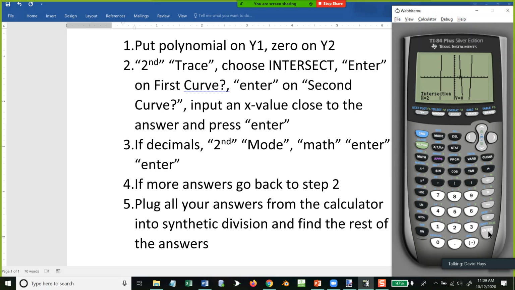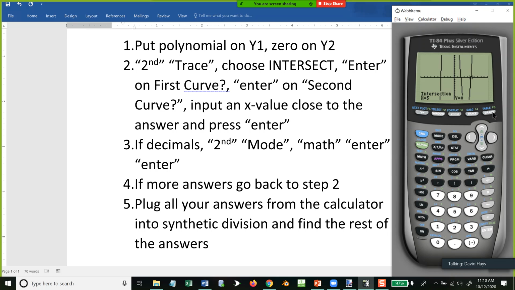And then we got one more. So we'll do a second trace, choose intersect, enter our first curve, enter our second curve. Now for the guess, there's a third way to do the guess. You can use your arrow keys to move your flashing cursor over close to the one you're trying to find. It doesn't have to be right on top of it. It just has to be closer to that one than it is to the other ones. And once you get over there relatively close, you just press enter. And it'll find whichever one it's closest to. It tells us our third answer is x equals 5.